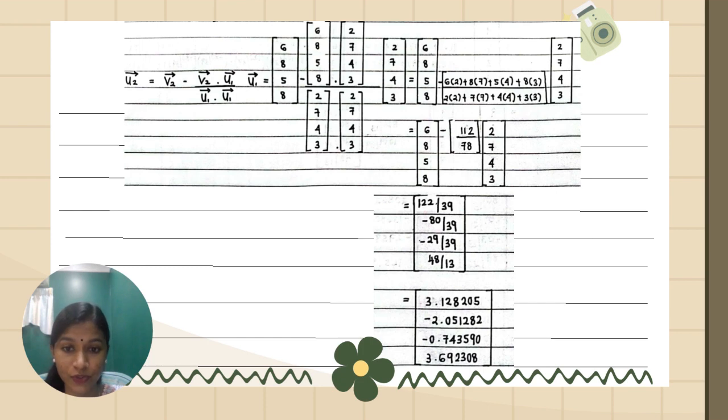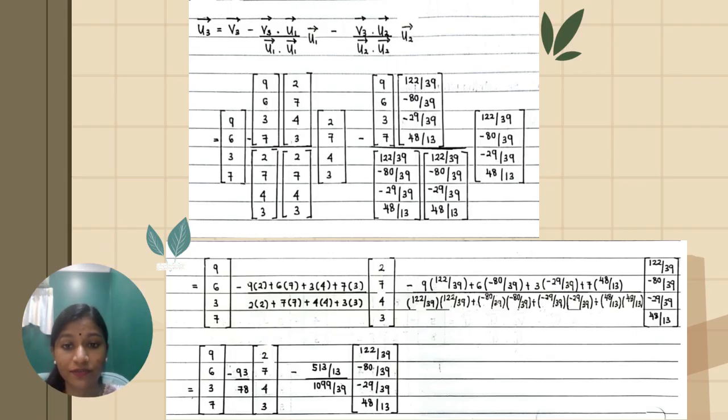Next, we are going to find U2 as follows. As you can see, there is a written formula. We have to use the formula to find our U2. And our U2 is 3.128205, negative 2.051282, negative 0.743590, and 3.692308. Now we are going to find our U3.